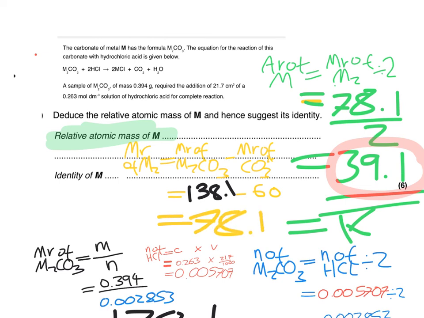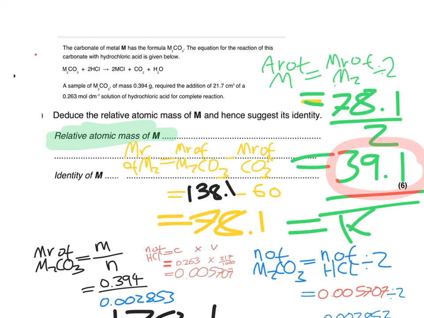But the mark scheme says that if a student thinks that's the AR, they can still gain what's called a consequential mark. It means that you still get the mark even though you made a mistake. They'd lose the mark for relative atomic mass, but they gain the mark for the identity of M if they just looked at what element has a relative atomic mass of around 78.1. So let's have a look. Yeah, the answer to that was selenium.